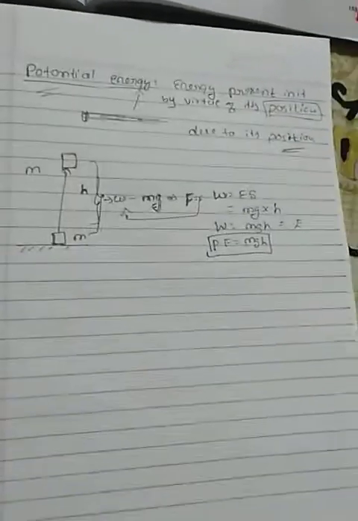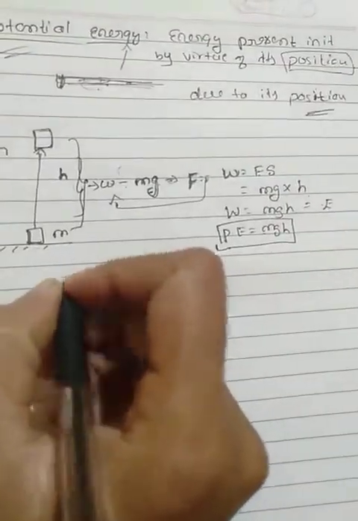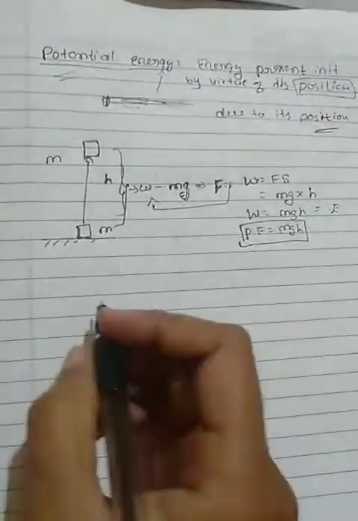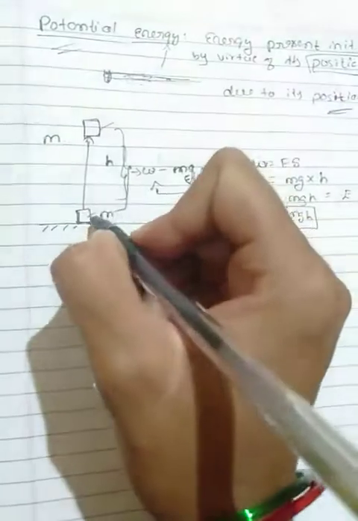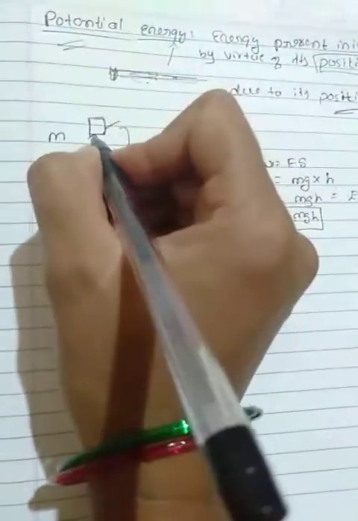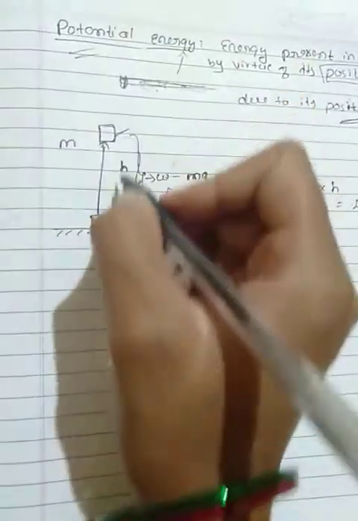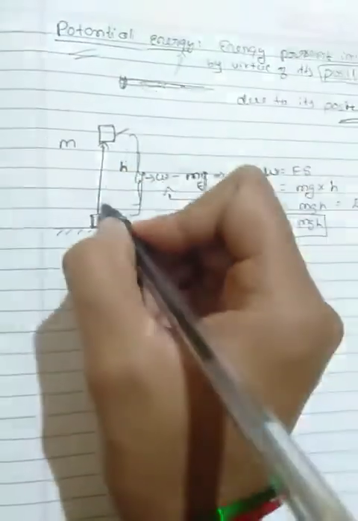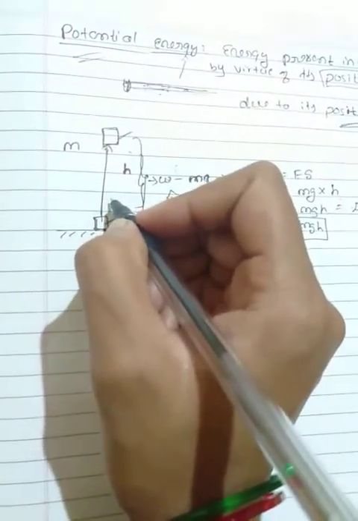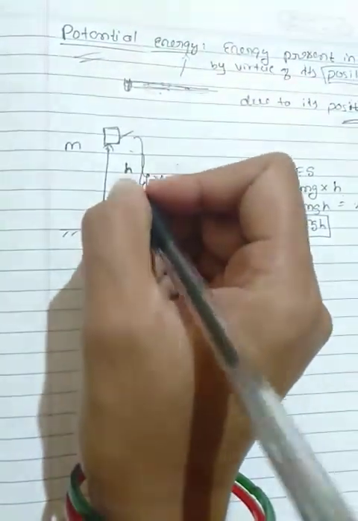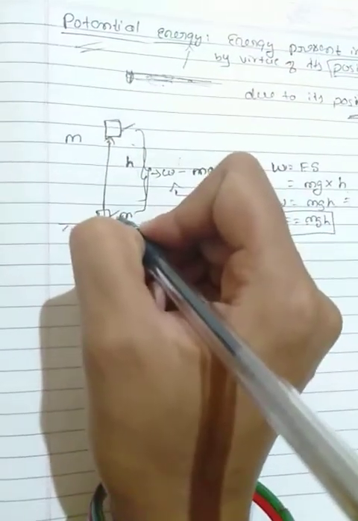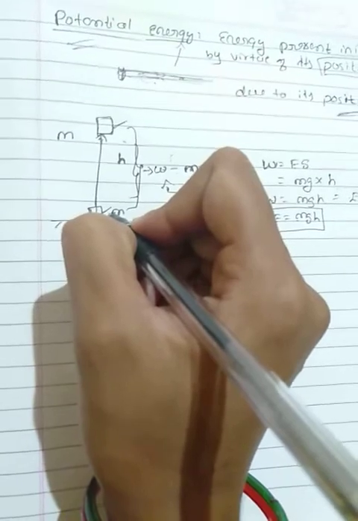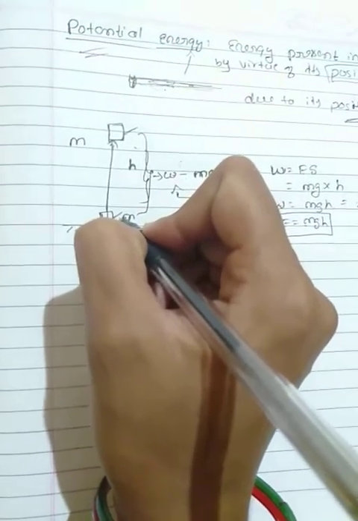One more thing: this potential energy always depends on the position of an object, that means its initial position and final position, not its path. You should remember that potential energy always depends on the initial and final position of the object, not on the path along which the object is moved.